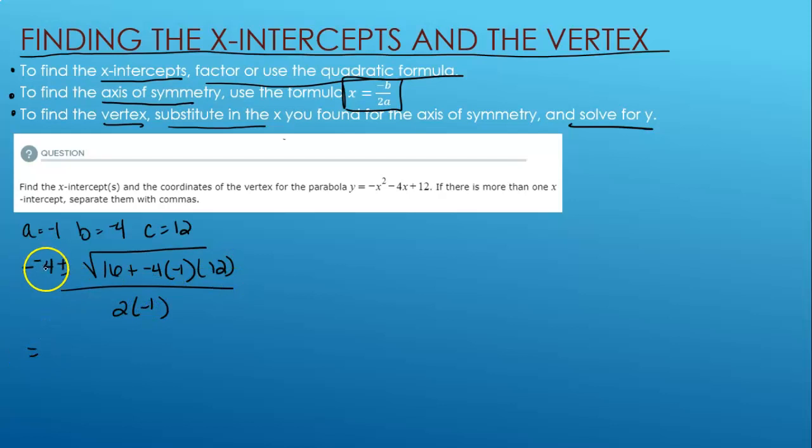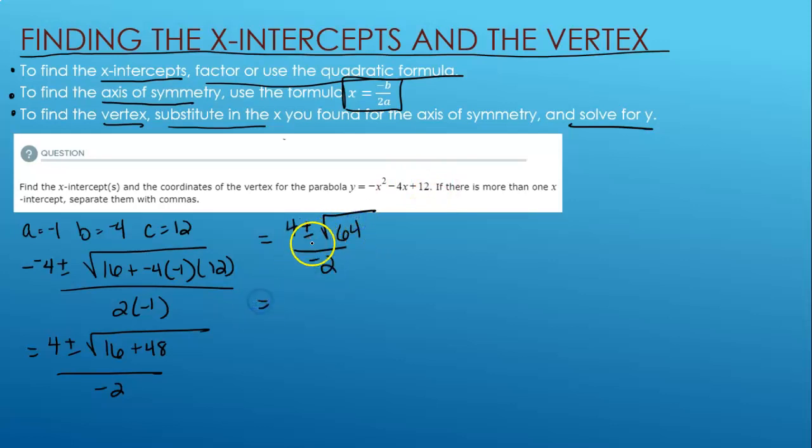All right, let's clean this up. A negative negative 4 becomes a positive 4. This becomes 16. Negative 4 times negative 1 is positive 4, times 12 is 48, so this becomes 16 plus 48, divided by negative 2. I'm going to simplify what's in the square root first, so this becomes 4 plus or minus the square root of 16 plus 48, which is 64, all over negative 2. The square root of 64 is 8, so it's 4 plus or minus 8 all over negative 2.